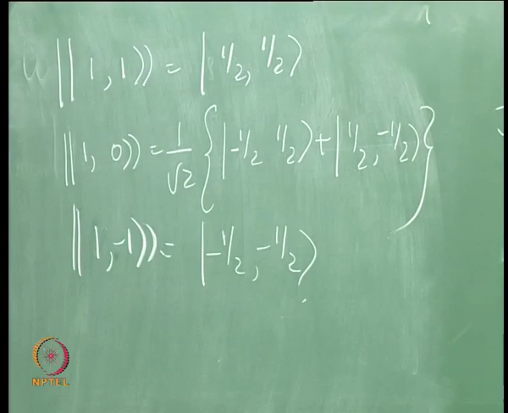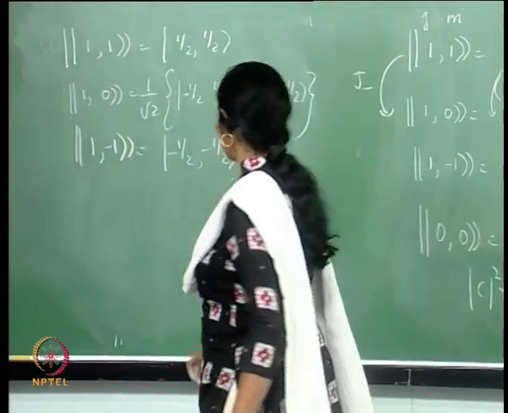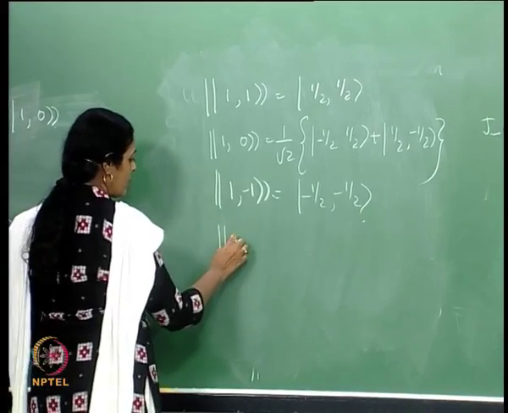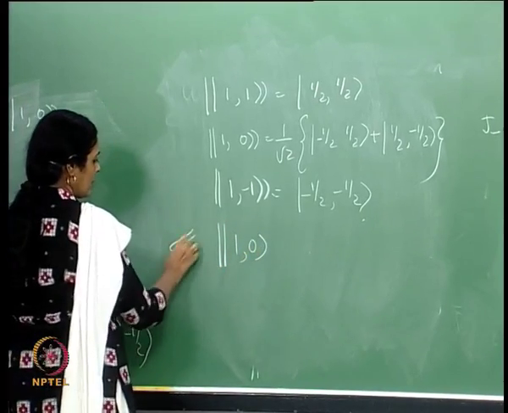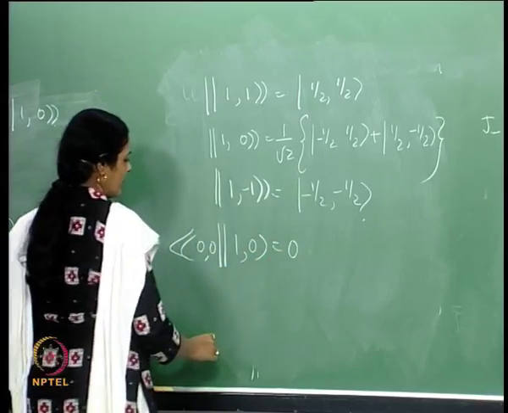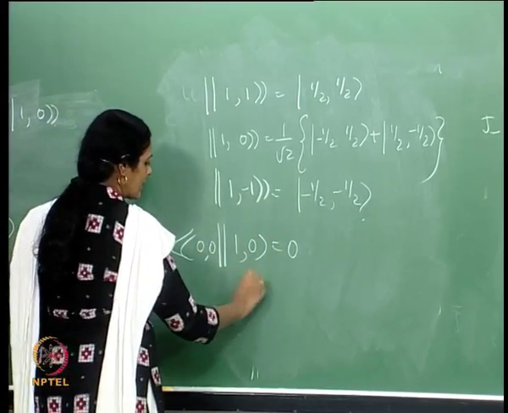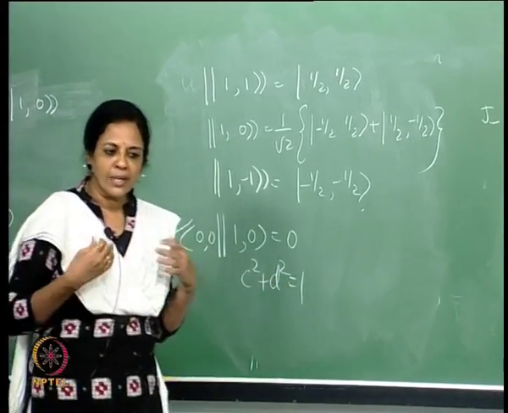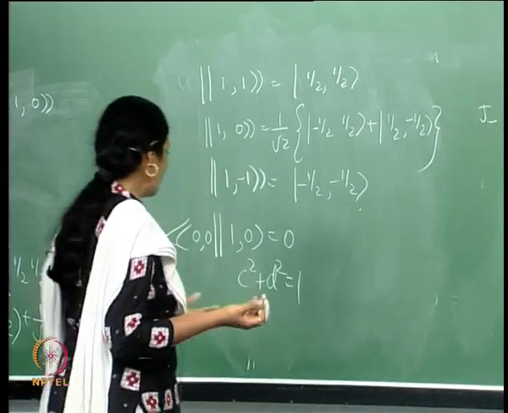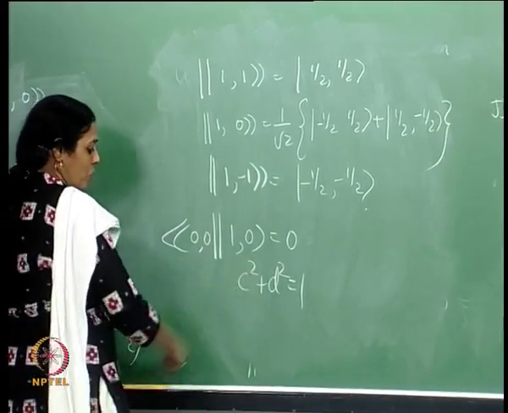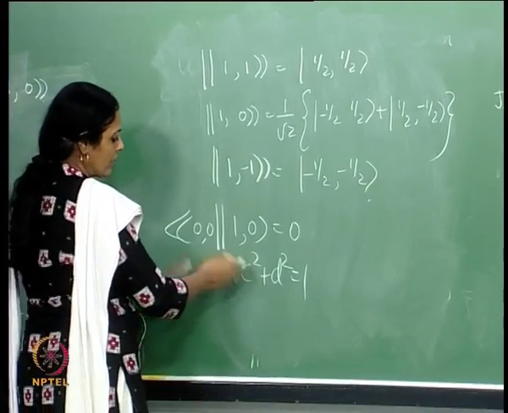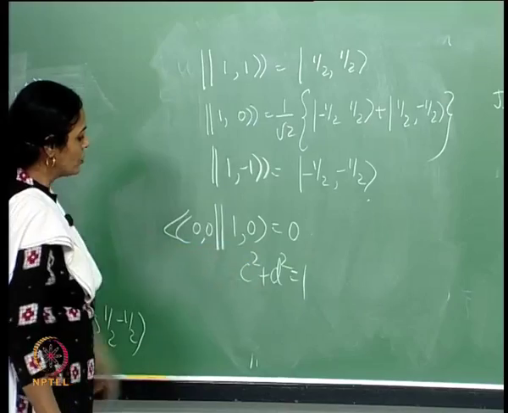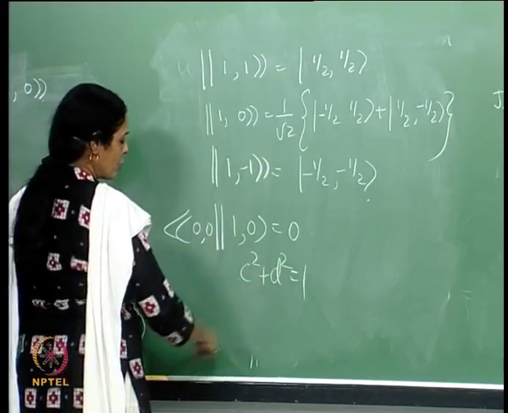So, I have got A and B, and it is clear that A squared plus B squared, each of them being 1 by root 2, is 1. 0 0 is orthogonal to 1 0, and this, together with the fact that C squared plus D squared equals 1, without loss of generality, I am choosing C and D to be real values. Otherwise, I would have done mod C squared plus mod D squared. I can choose them to be real because there is a phase, and I am only concerned with the squares, their addition to be 1.